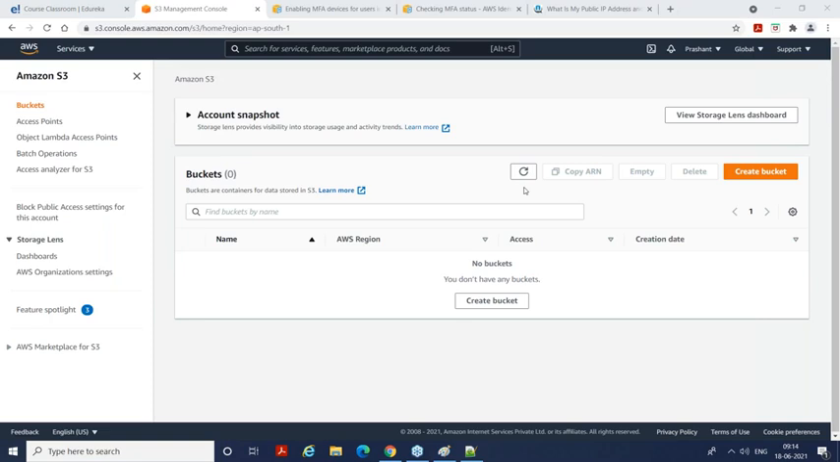Can I delete bucket? All will be deleted. Yes, when you delete your bucket, all your data in that bucket would be deleted. Pawan, I think your question is, if I delete my bucket, will all my data be deleted? So before deleting a bucket, you need to empty your bucket. You need to click on empty bucket. That is where all your data would be permanently deleted.